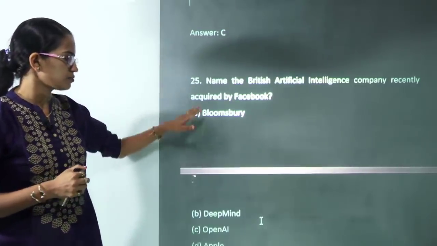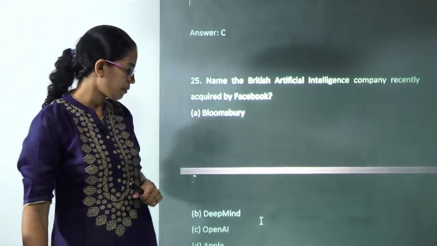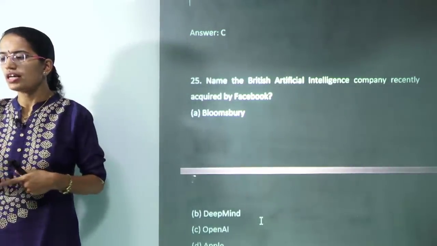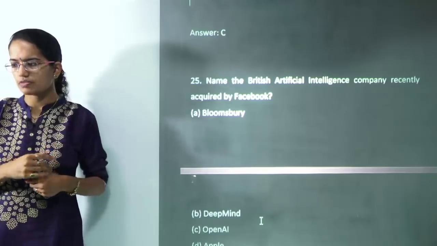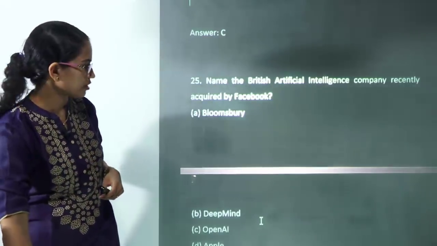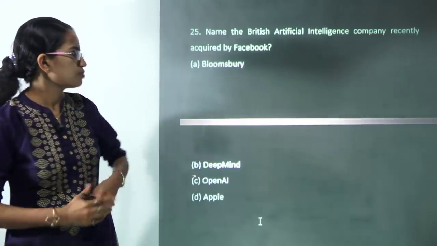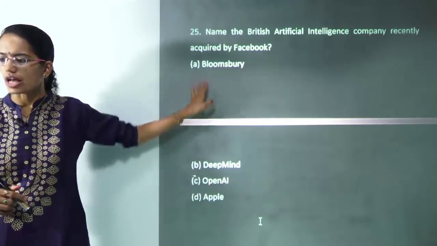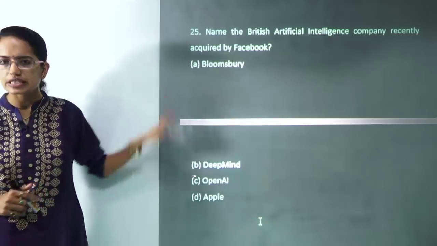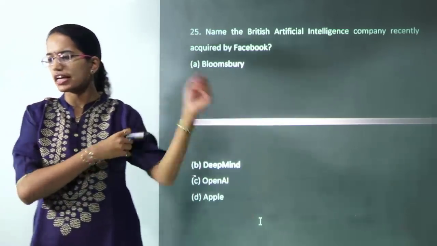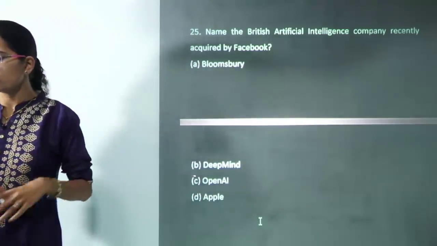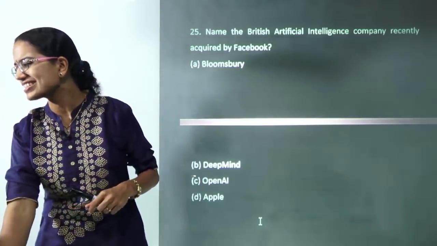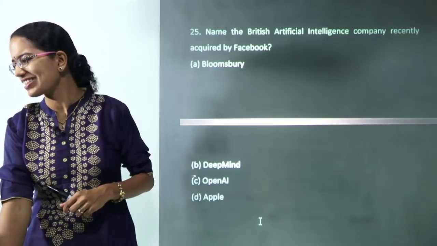All of these, Bloomsbury, DeepMind, OpenAI and Apple, are artificial intelligence companies, but the British artificial intelligence company that has been recently acquired by Facebook is Bloomsbury, and therefore it's important. Okay, Pooja, you were the first. So sorry for such a lot of confusion.